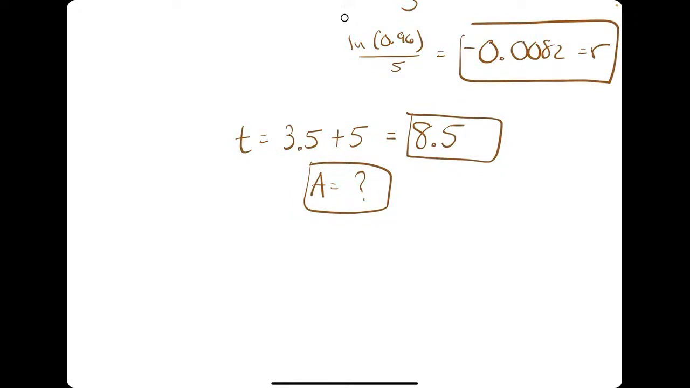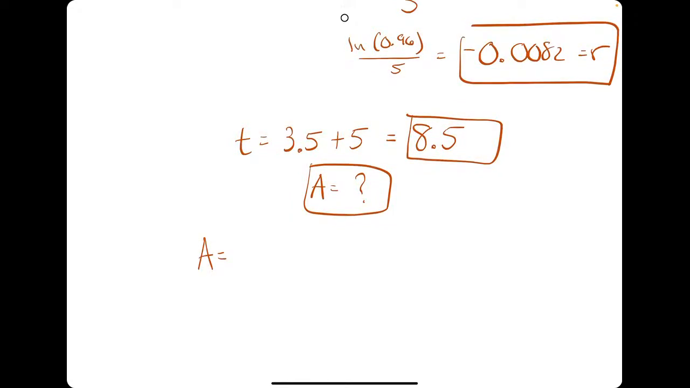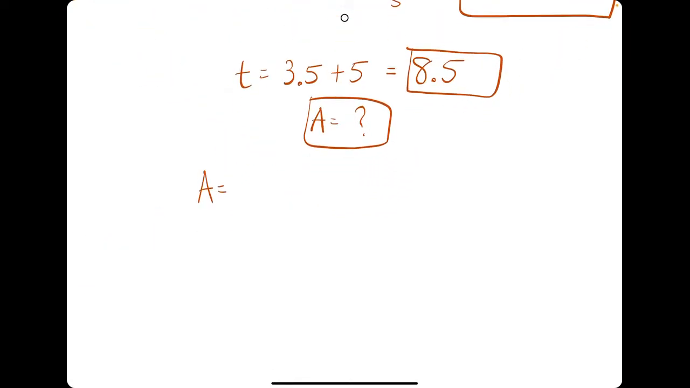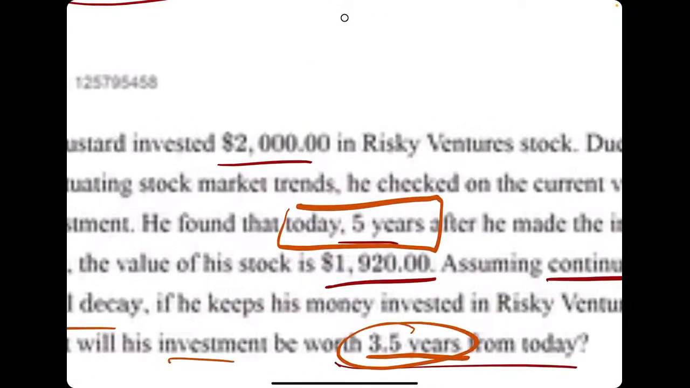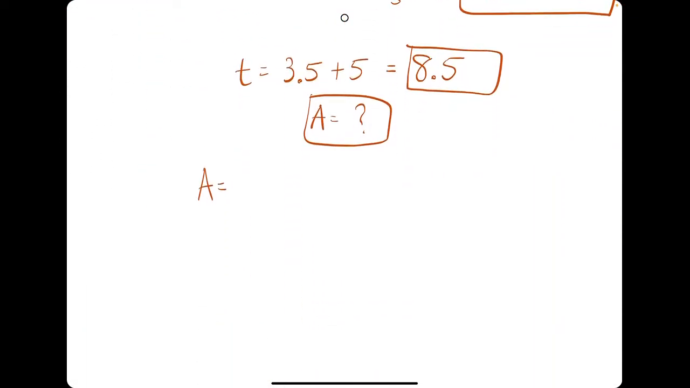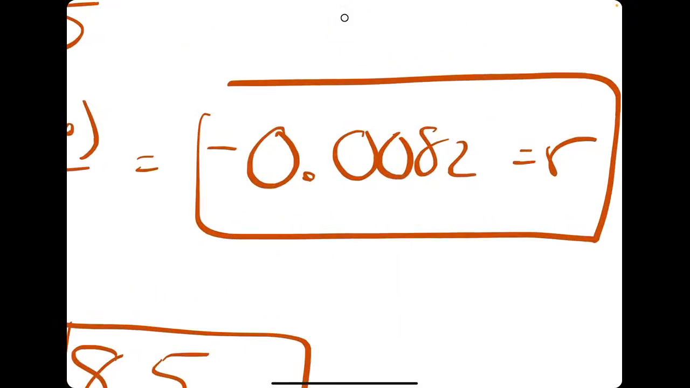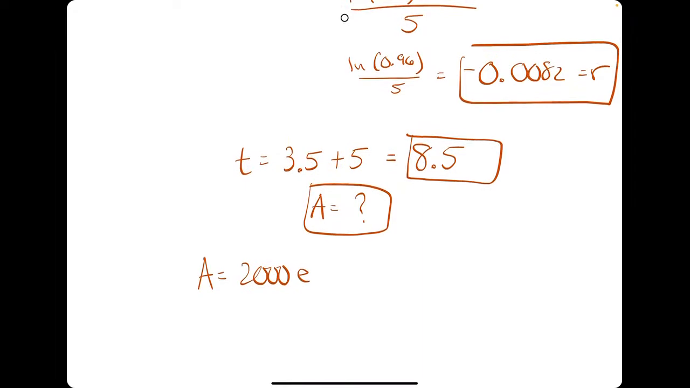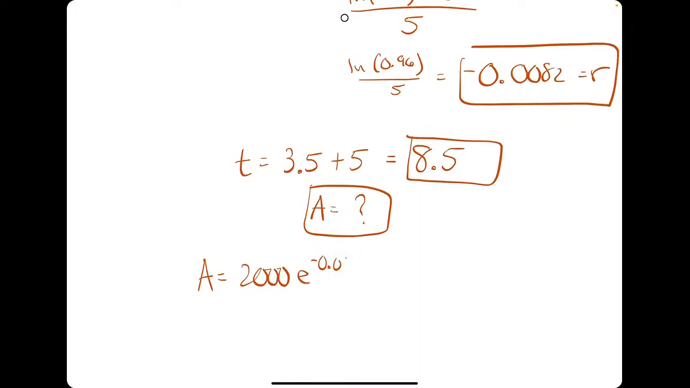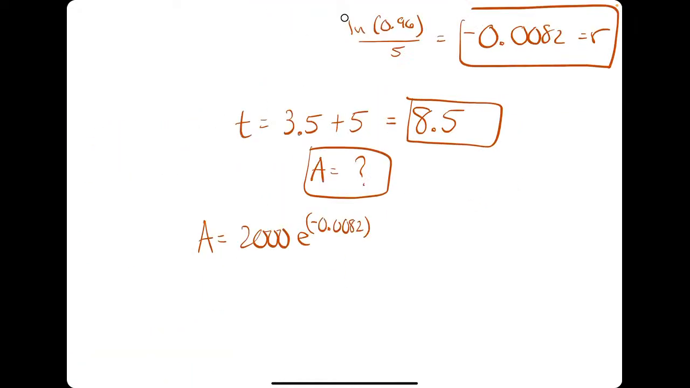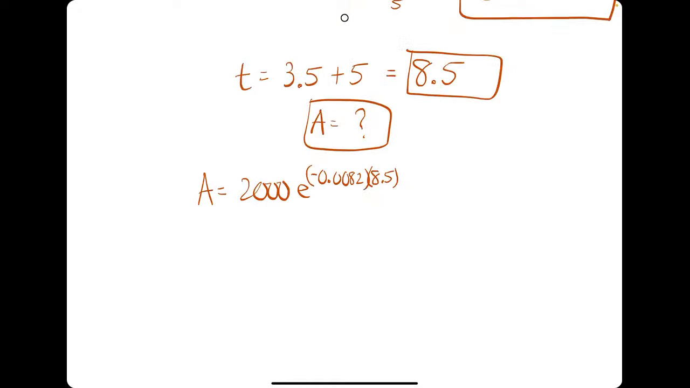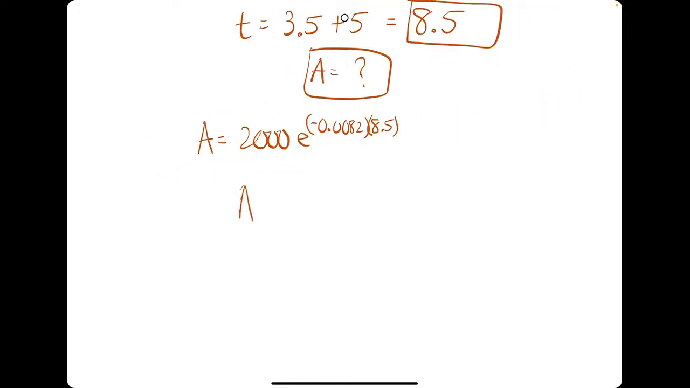So now we have everything to plug in that we need to. So A is what we're finding. P is still the initial 2,000. We have e to the r, which we have now, which is negative 0.0082 times the t value we're concerned with, which is 8.5. So now we just plug in all this to find an A value.